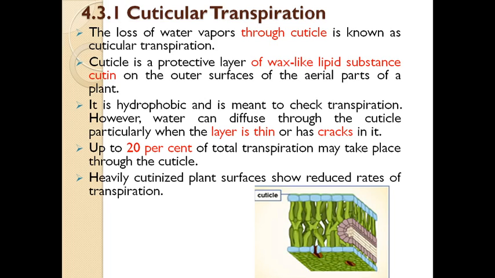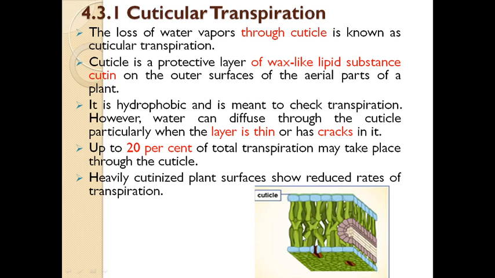See here, we can focus one by one. First of all, I am focusing on cuticular transpiration. When water is lost through the cuticle, it is known as cuticular transpiration. The loss of water vapor through the cuticle is known as cuticular transpiration. Do you know what a cuticle is? See, this is the cuticle, in this diagram this blue-green color. And this is the epidermis.